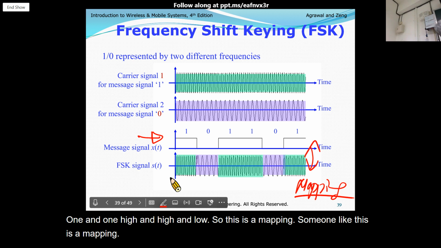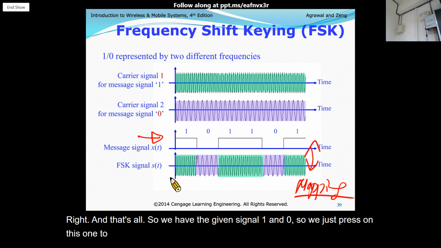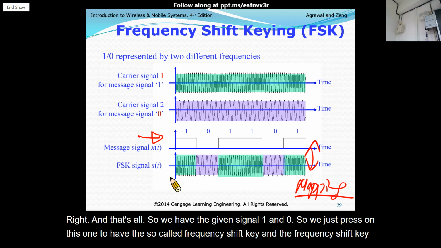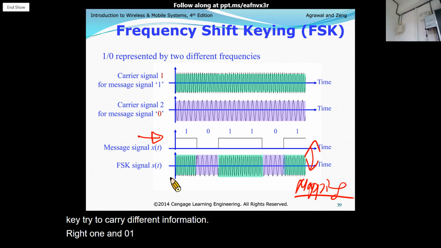Right? And that's all. So we have the given signal 1 and 0. So we just pass on this one to have the so-called frequency shift keying, and the frequency shift keying tries to carry different information, right? 1 and 0, 1 and 1. So this is a way to have the information carrying. About this, I think it's okay, right?